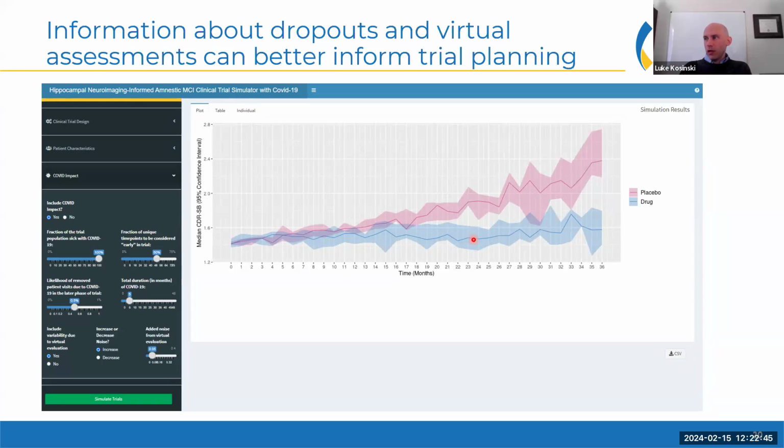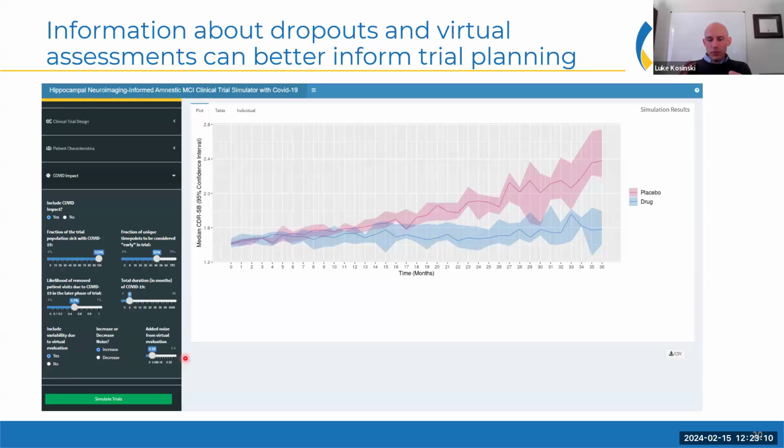We have, like with the pandemic, COVID, which is preventing patients from coming into the clinic, but now we allow virtual visits instead of just missed visits. And what we've done here is add in some extra noise, because these virtual visits are in an environment which is not controlled. In the clinic, everyone's going to the same place and getting the same assessment. Here, things are happening virtually.